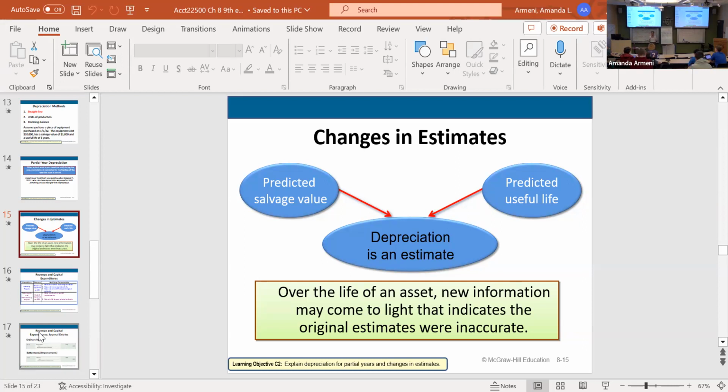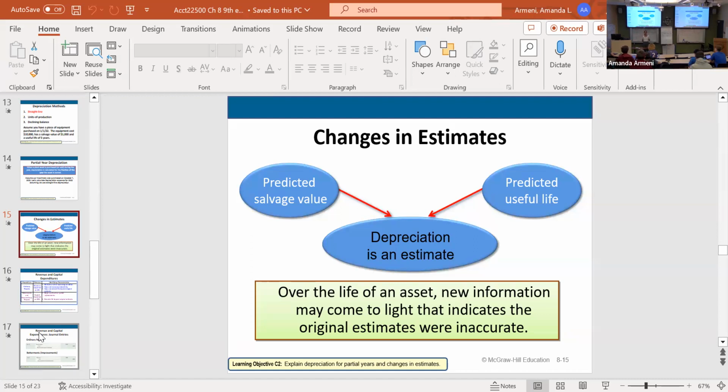New information comes to light. You think you're going to use it for 2 more years? Change the calculation. You're allowed to do that, okay? There are certain circumstances where you have to backdate that change. You have to retroactively apply that change to past years. This is not one of those situations. We don't get into those kinds of situations until we are in the intermediate accounting classes, right?